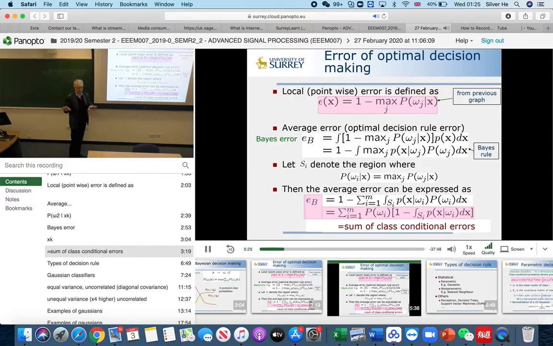But if our estimates are incorrect, and if we put our decision boundaries not in the correct place, then we will not be able to reach that. So it is possible to reach it, but we have to know the answers. We have to know the correct solutions in order to reach it.